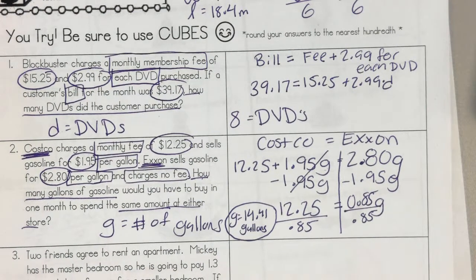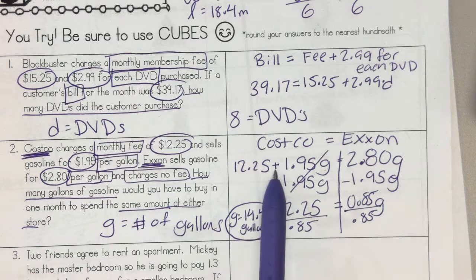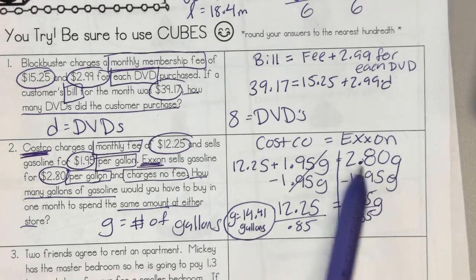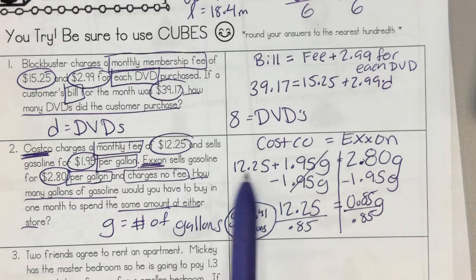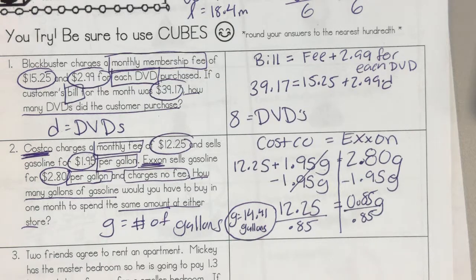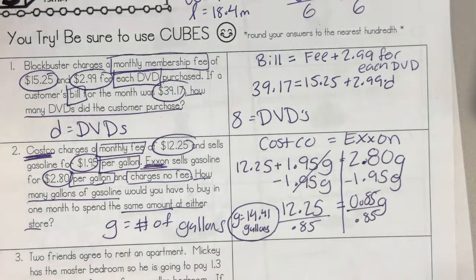If you were to buy 100 gallons of gas, should you go to Costco or Exxon? Costco, because the price is smaller per gallon. You just have to pay a little bit extra every month. So the more gas you buy, Costco's more worth it.